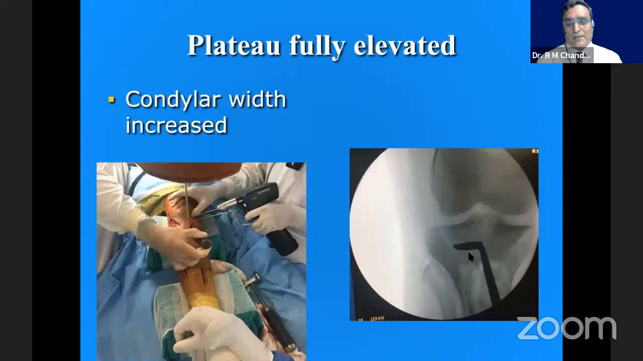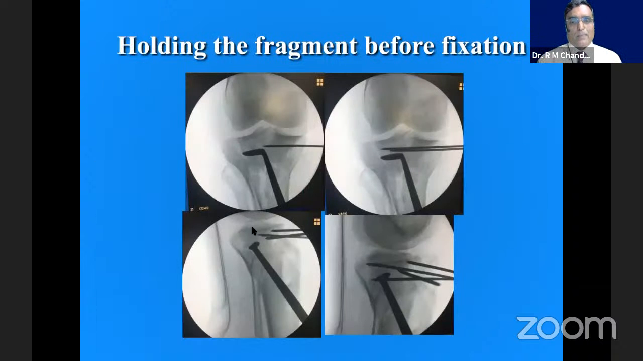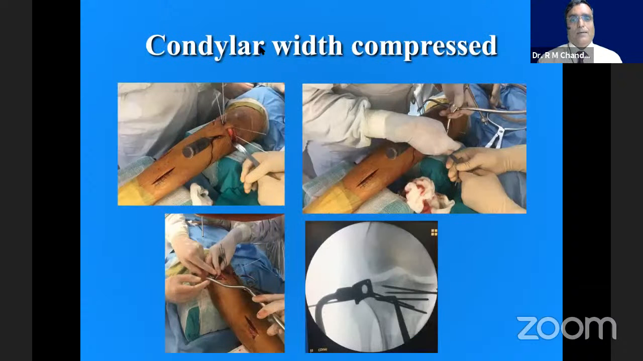So getting it back, elevating with punch, holding, reducing the condylar width, putting the fragment back into position, holding with the subcondylar K wires, multiple of them, so that the reduction is held well. Condylar width is now compressed.